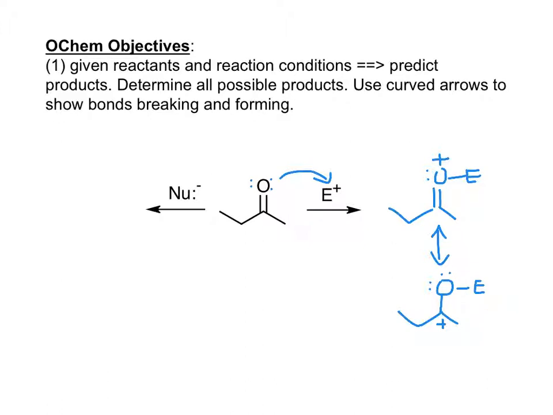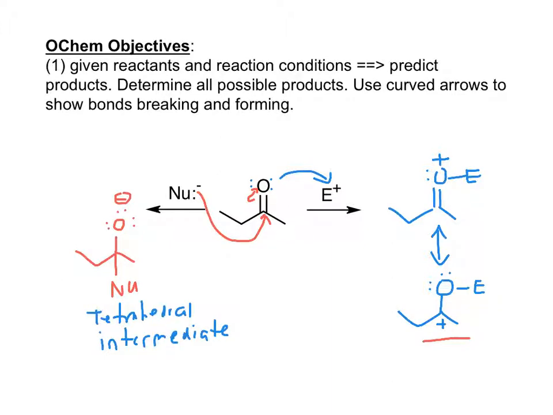Note that the product shows two resonance structures. Note that this resonance structure shows the carbonyl carbon being more electrophilic. A nucleophile reacts at the carbonyl carbon and forms a tetrahedral intermediate. We will see this tetrahedral intermediate in other reactions.